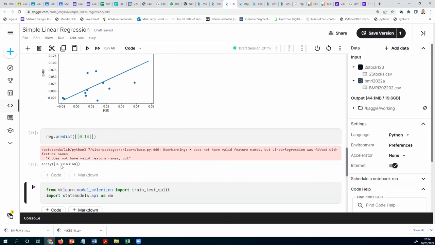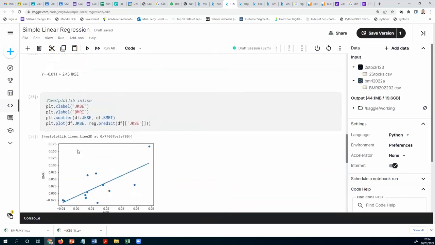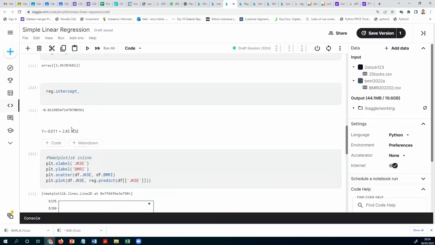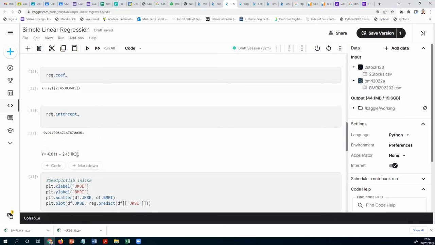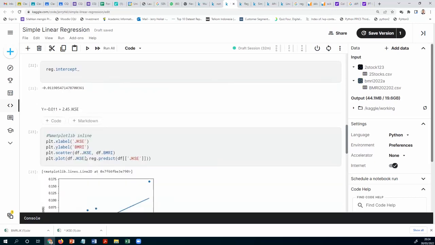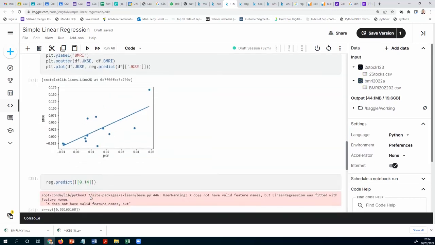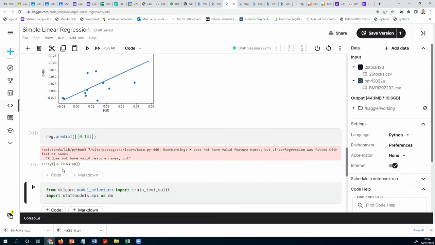This is the result. So if the Jakarta Stock Exchange return is 14%, meaning Mandiri will be 2.45 times 14%. It will give Mandiri a return of 33%. Okay, so this is one of the alternatives to develop the model and calculate the beta.